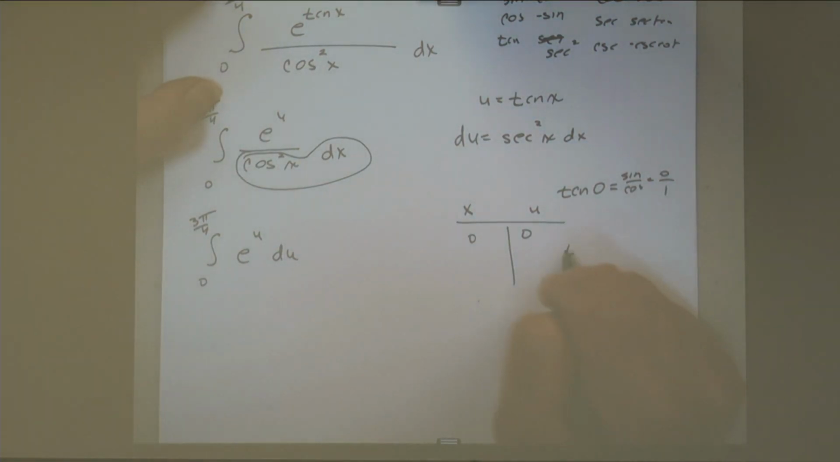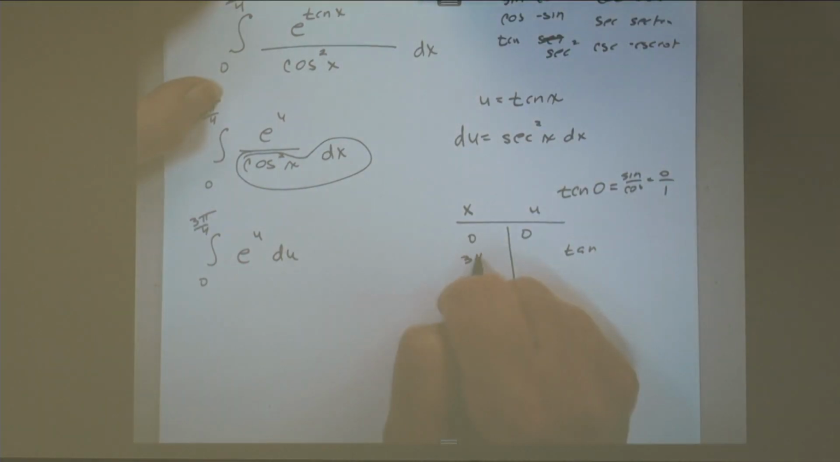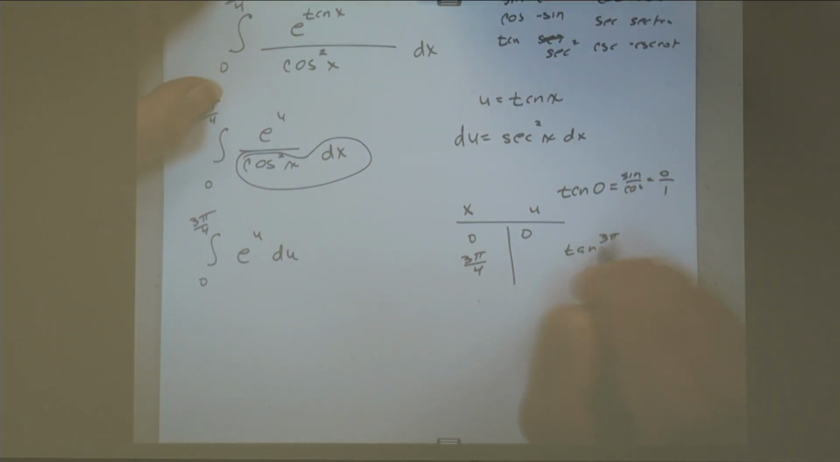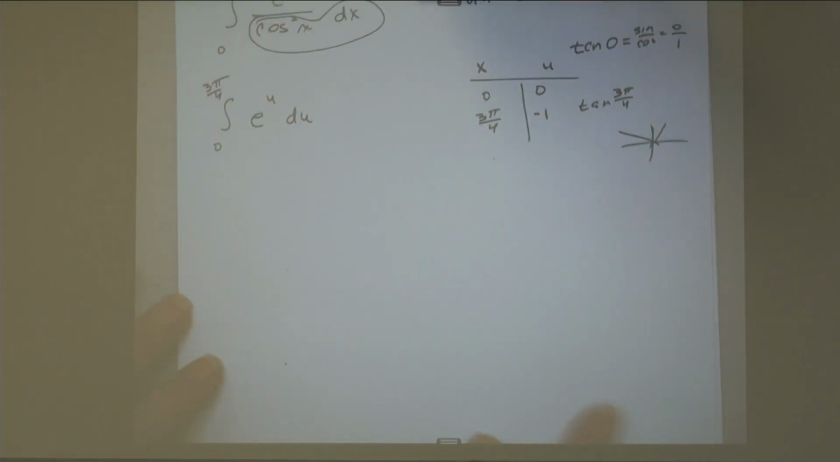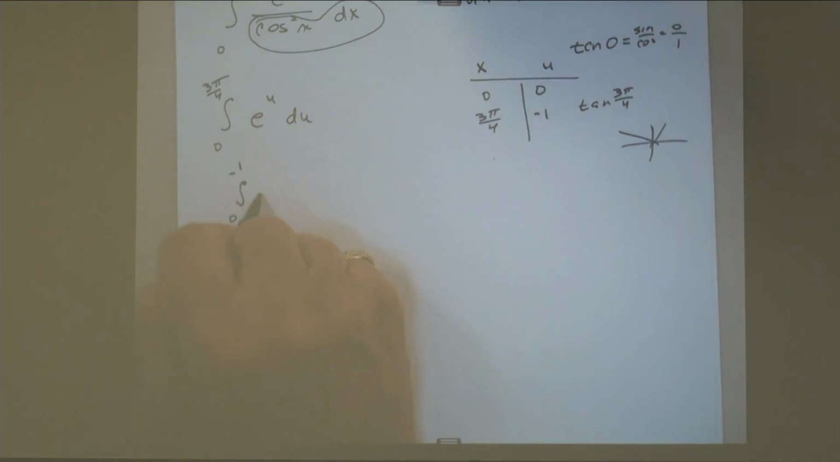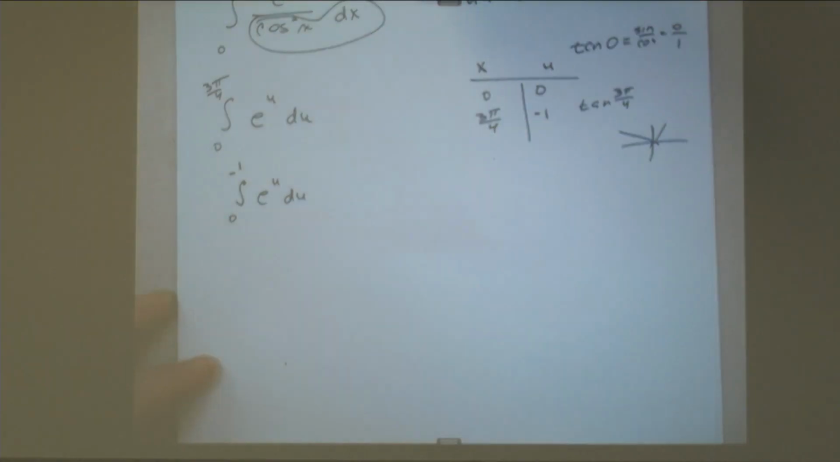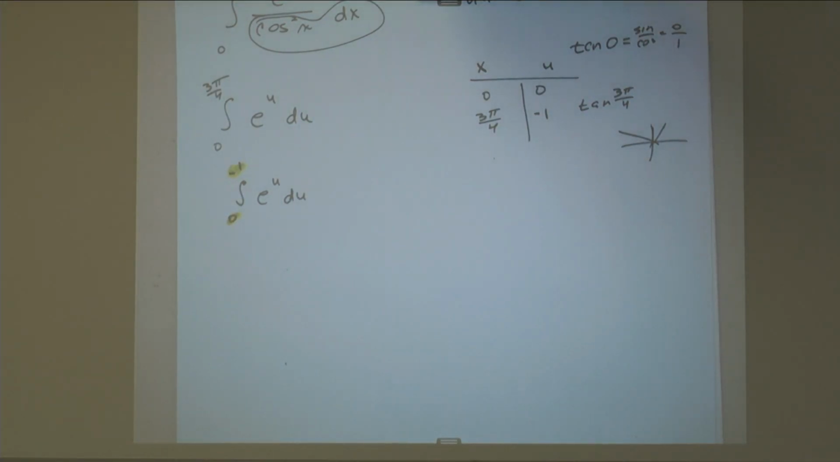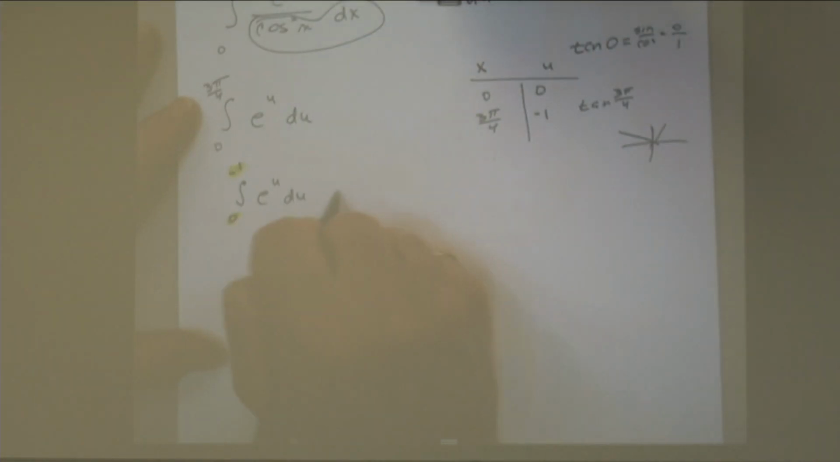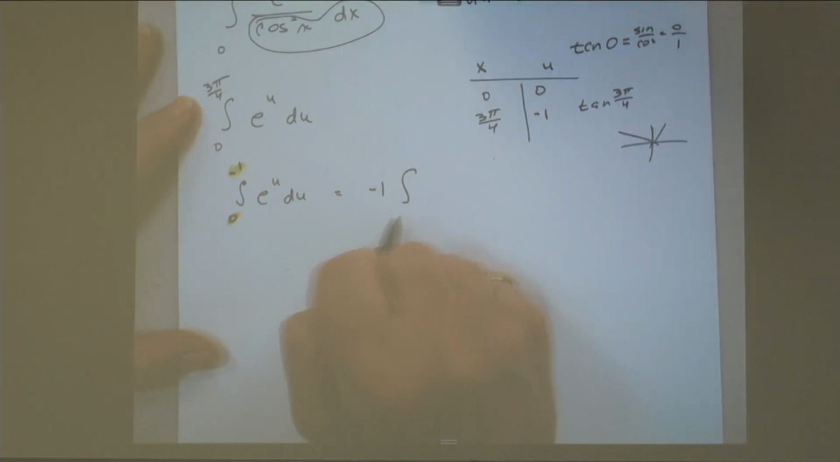The tangent of 3π/4, second quadrant, is negative 1. Okay, so we come back over and we're going to use our new limits of integration. So now I'm integrating from 0 to negative 1 e to the u du. Of course, this is a problem. So we're going to flip it and multiply by negative 1.